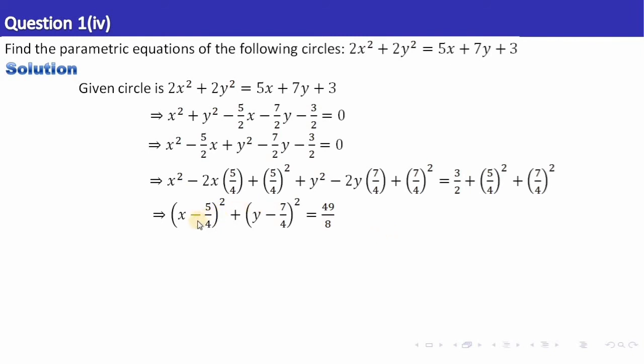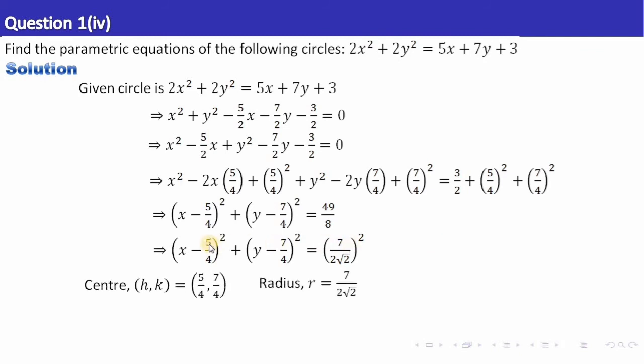Okay, so if you see here, this can be written in standard form where we have 5 by 4 as h and 7 by 4 as k. So (x minus h) whole square plus (y minus k) whole square equals to, now this can be written as this much. Okay, so please verify. So this becomes your radius.